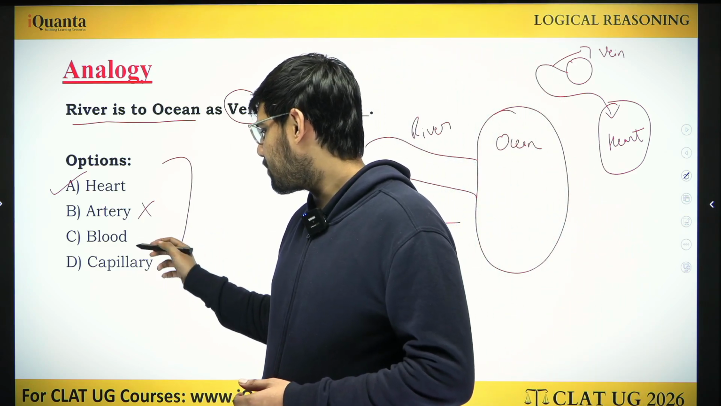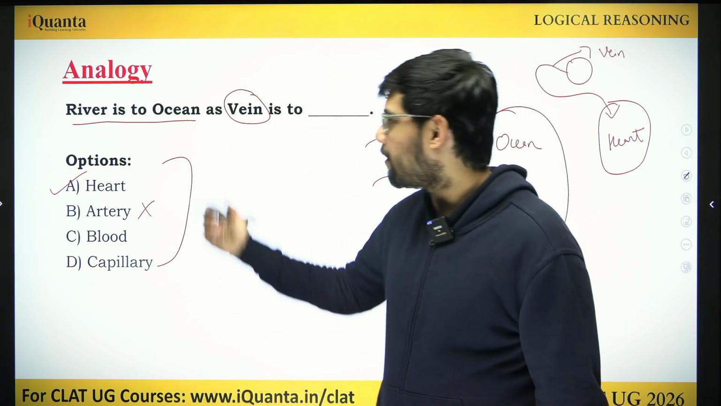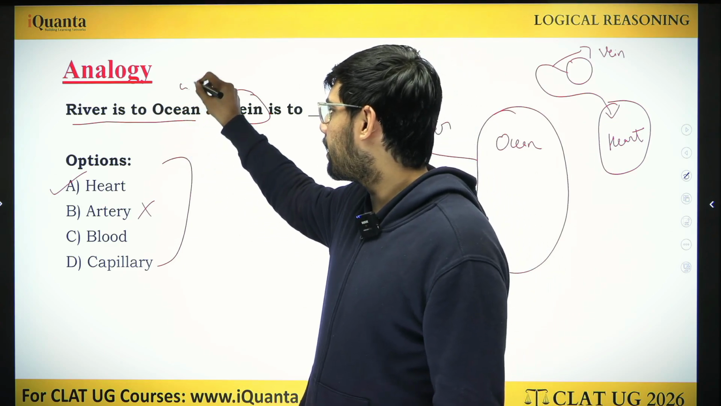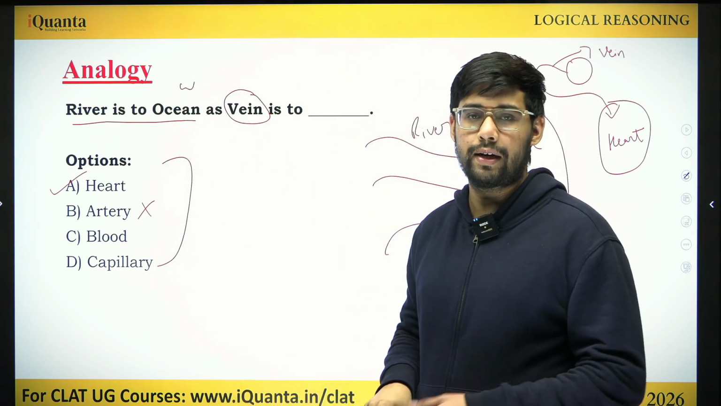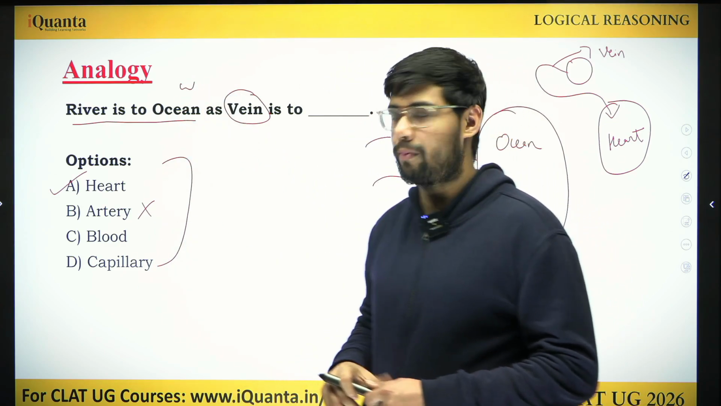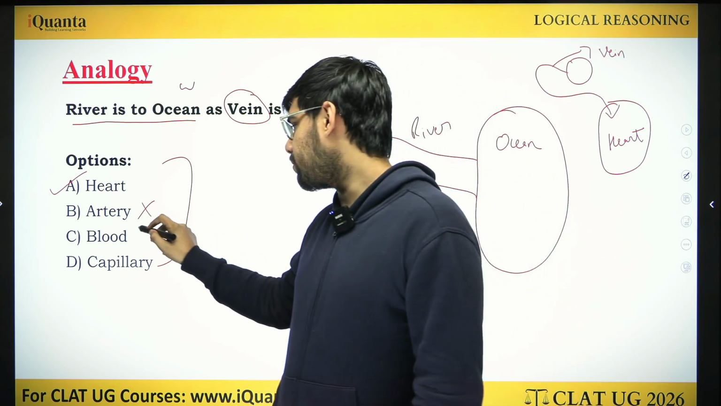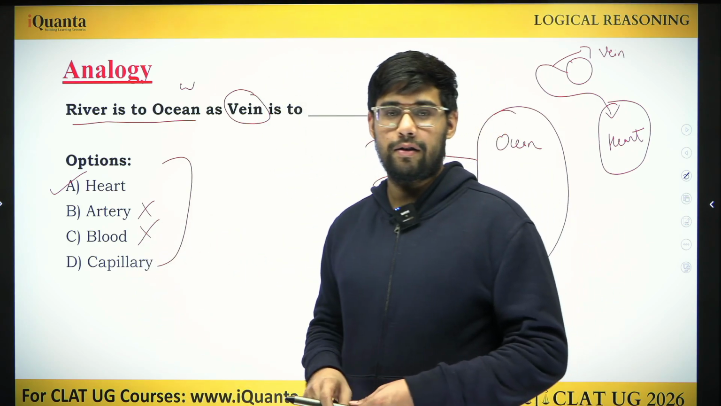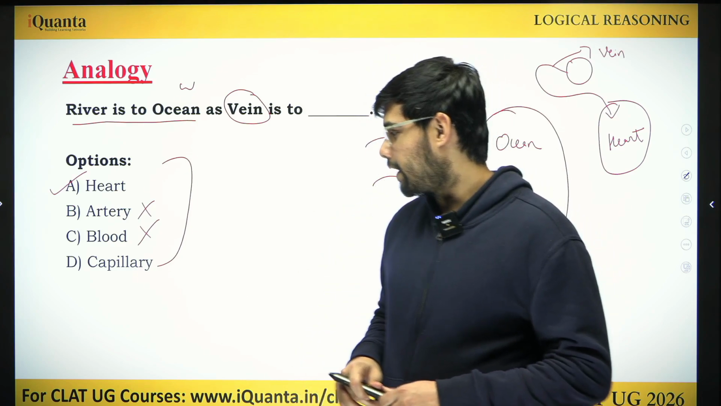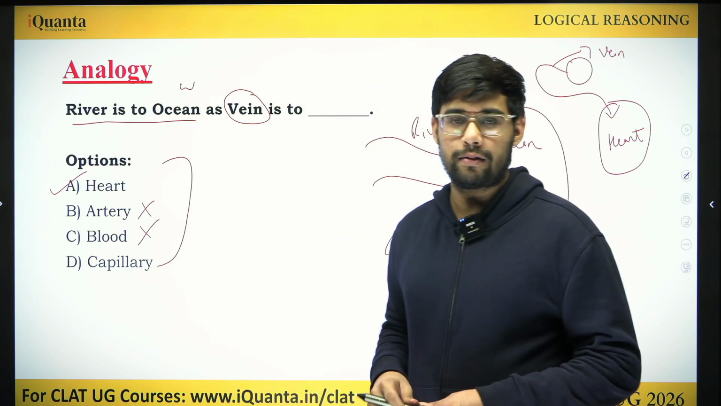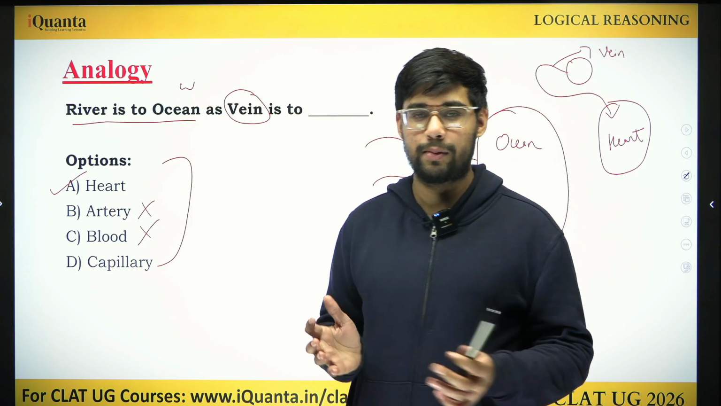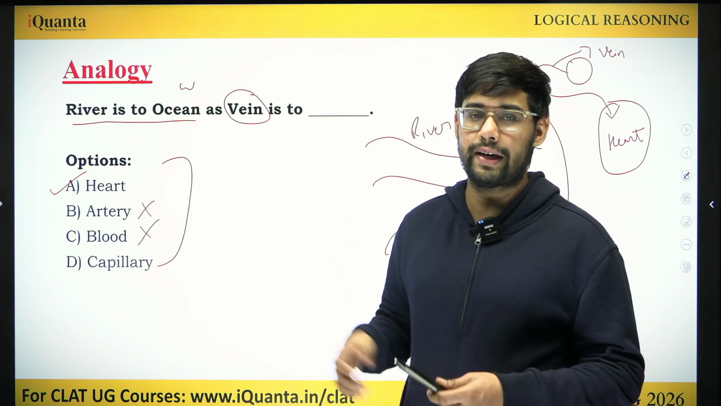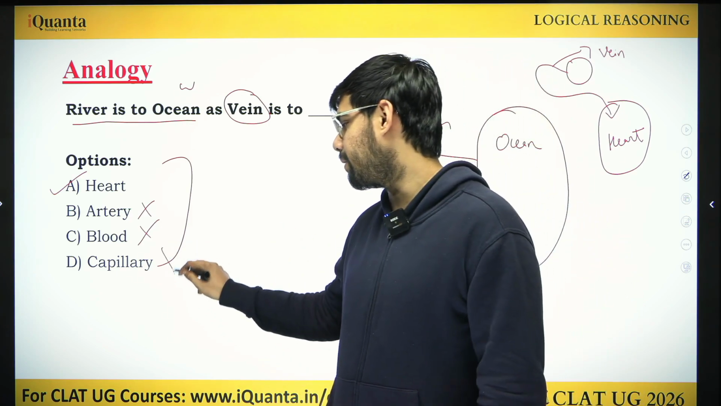Let's look at the next option. Blood. Again, no. If the river was given a relationship to water, let's say, then we would have inferred that veins are related to the blood, right? So here also, blood will not be a right answer. Let's look at the fourth option, capillary. The role of a capillary is to filter blood and not exactly carry the blood and dispose it into a large body, which is the heart, as the ocean is in the case of the river. So again, this can also be eliminated here.